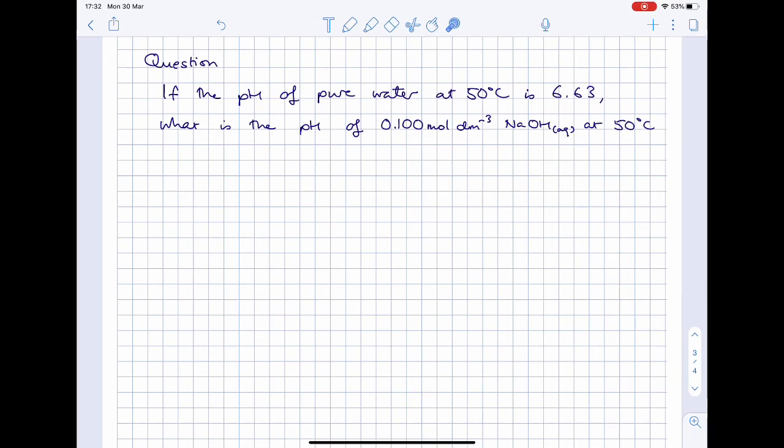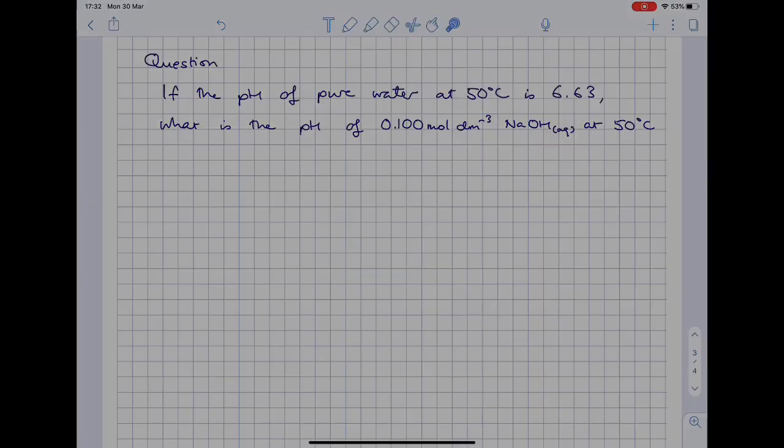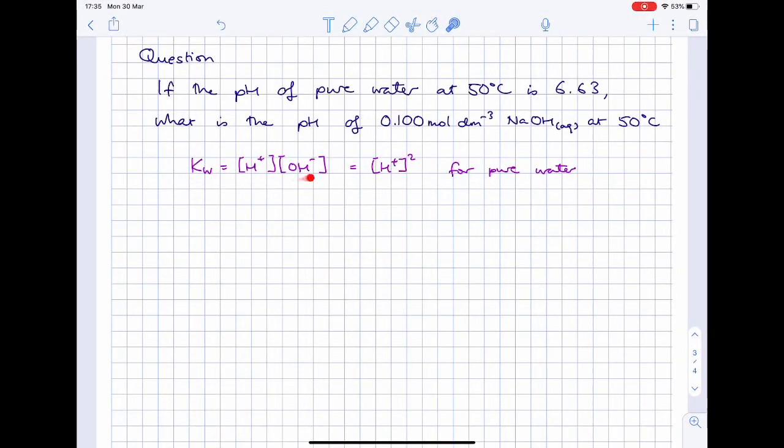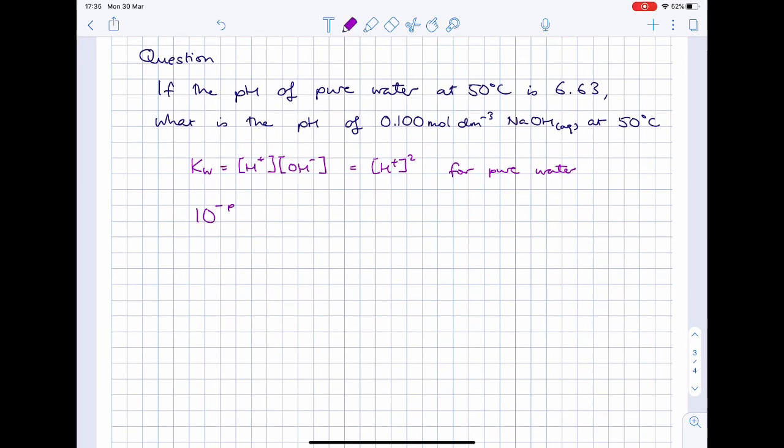Have a think about how you would do this question before I give you the answer. We start off with Kw as this expression, and we can simplify this expression as H+ concentration squared. We can work out the Kw value at 50 degrees C from the pH of pure water. From this, we can work out the H+ concentration. We go 10 to the minus pH is the H+ concentration at 50 degrees C. So we therefore have 10 to the minus 6.63.